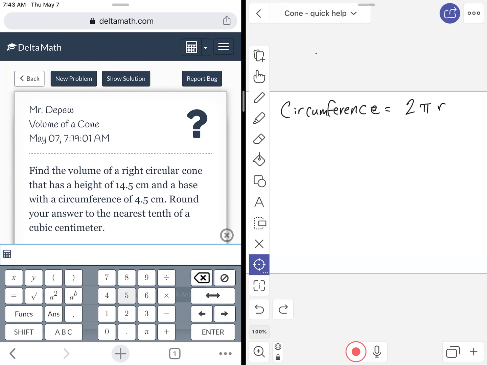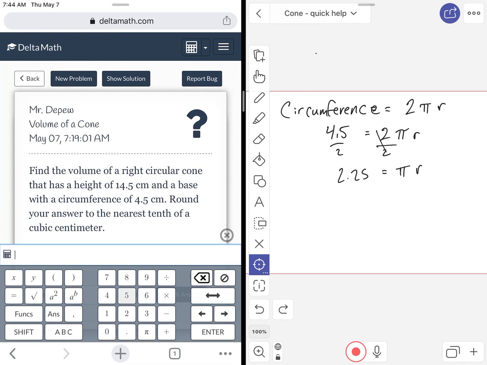Thinking back to last year, our circumference formula, one way of thinking about it, is that circumference is equal to 2 pi r. I have all the information I need to get r all by itself, and then I can use that radius and plug it into our cone formula. So as we look at this, we can plug in 4.5. We keep the rest of 2 pi r, and now we're going to divide by 2. Whatever you do to one side, you need to do to the other. So we divide by 2, that cancels out, and we're left with, sorry, not 2.5, but 2.25 is equal to pi times radius.